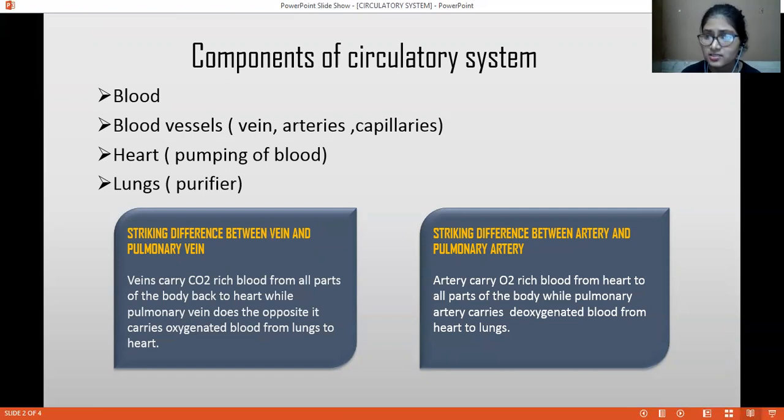The striking difference between artery and the pulmonary artery is that the artery carries oxygen rich blood from the heart to all parts of the body, while pulmonary arteries carry deoxygenated blood from the heart to the lungs.